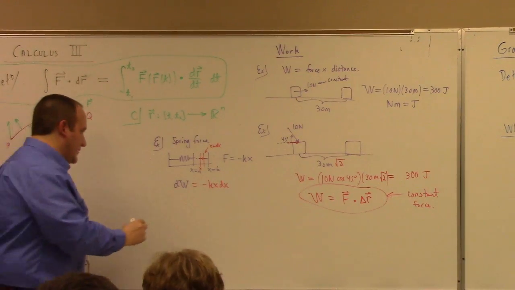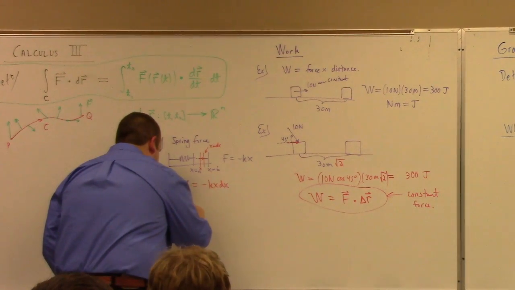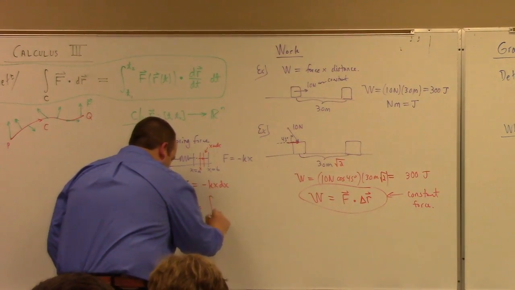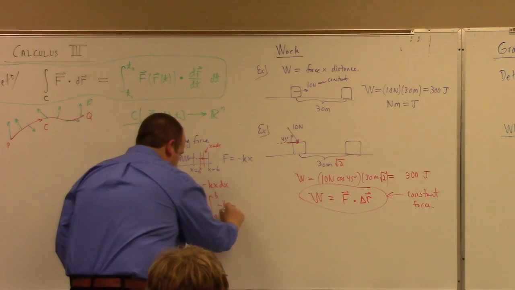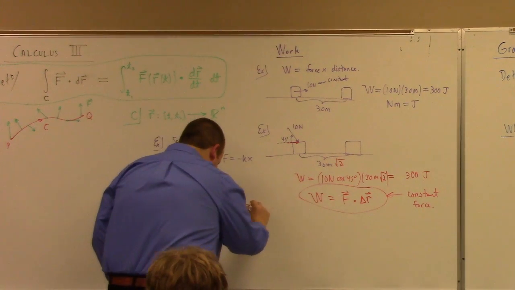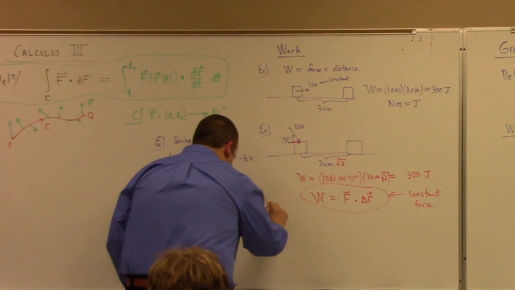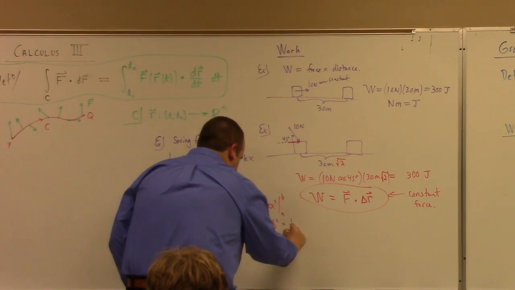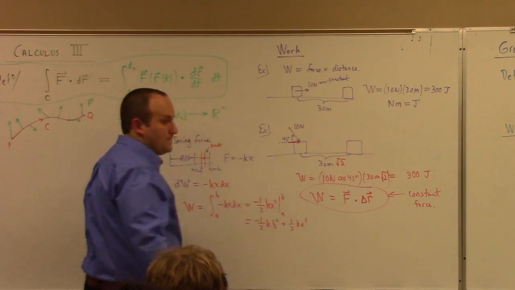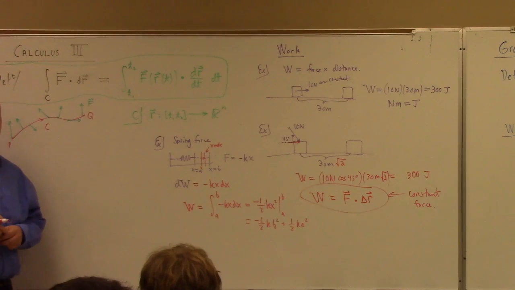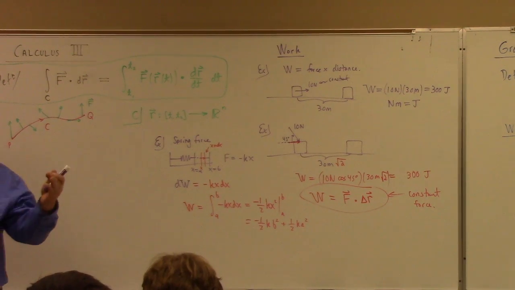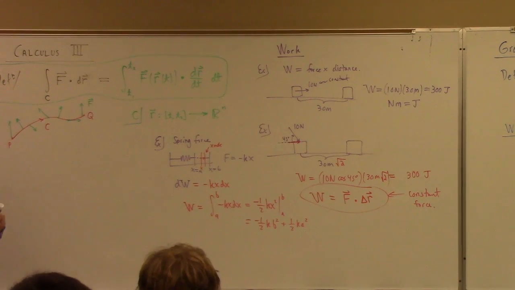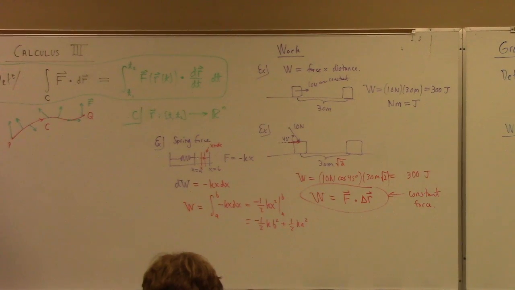So then to get the work from A to B, I integrate. And I get minus 1/2 kx squared evaluated from A to B. I get minus 1/2 kb squared, well, plus 1/2 ka squared. That would be the work done in one dimension by a variable force, which is lining up with the motion. All right?